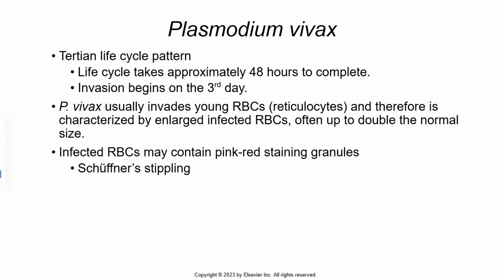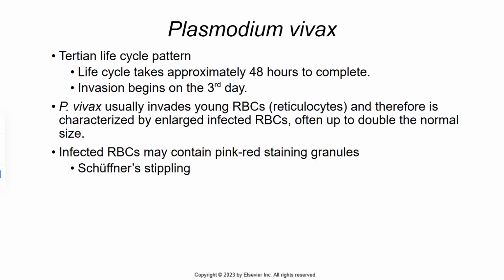So just going through these species one by one. Plasmodium vivax, the tertian life cycle pattern. Life cycle takes approximately 48 hours to complete. Invasion begins on the third day. P. vivax usually invades young red blood cells, reticulocytes. Therefore, it's characterized by enlarged, infected red blood cells, often up to double the normal size. Infected red blood cells may contain pink to red staining granules.